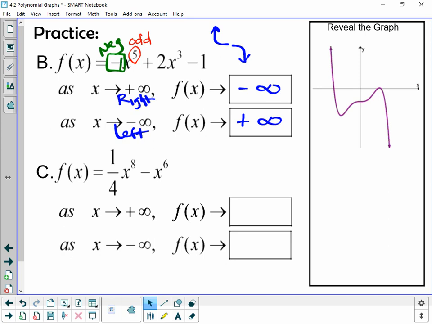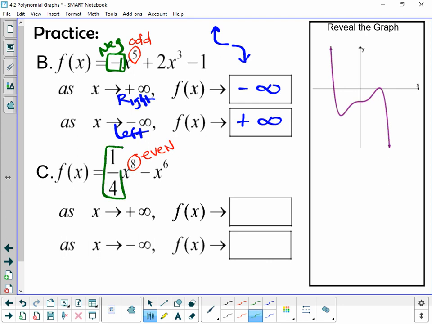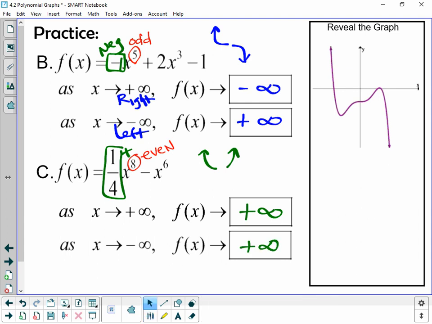For the next one, this is an even degree, and that leading coefficient is positive. So our function should look like this on the two ends. So on the right, it's going up, and on the left, it is also going up. And here's a picture of that function so that we can just confirm that we were right, and it looks exactly like we thought it would.